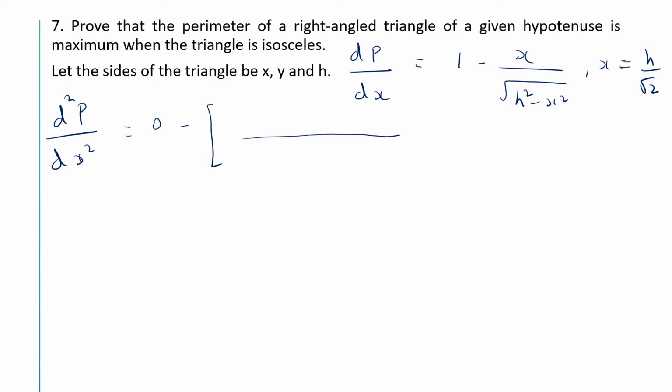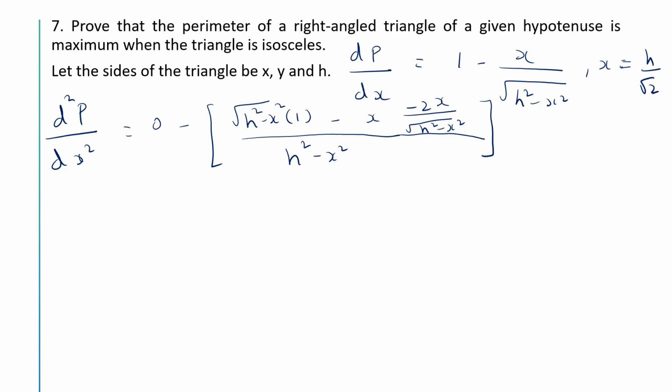so this is of the form u by v. So we have to square the denominator here. It becomes h square minus x square. Then keep the denominator, differentiate the numerator, minus keep the numerator and differentiate the denominator. So the denominator is root of h square minus x square. So it is minus 2x by root of h square minus x square.